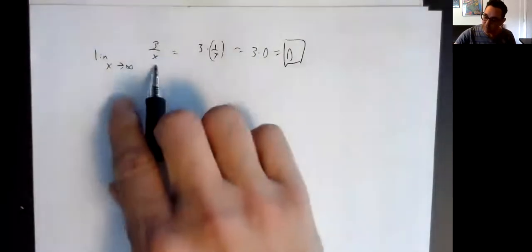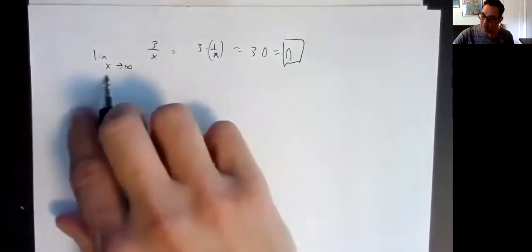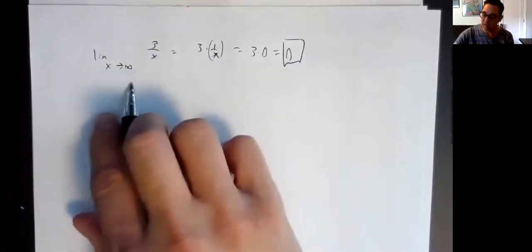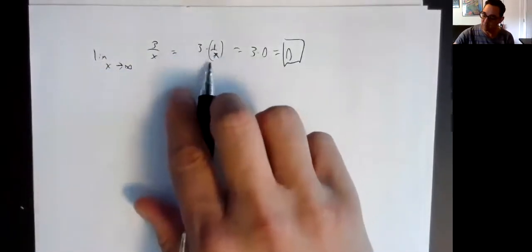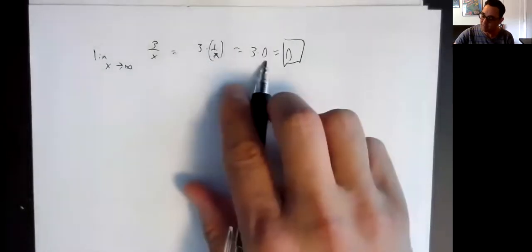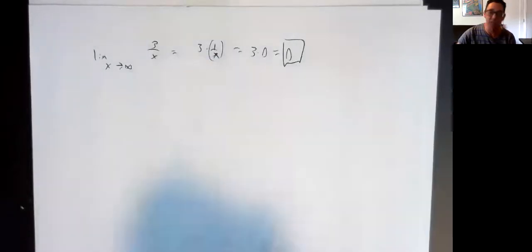So I'm splitting 3 over x into 3 times 1 over x, and then plug in, right? When you want to plug in infinity, you plug that in, and when you plug in 1 over infinity, you basically get 0, and 0 times 3 is still 0.